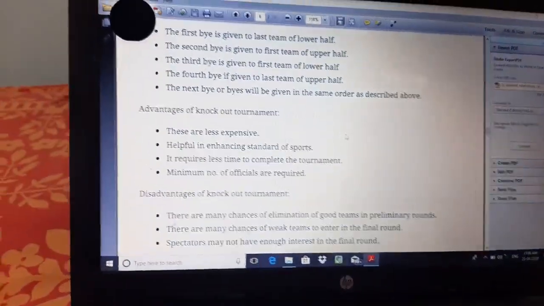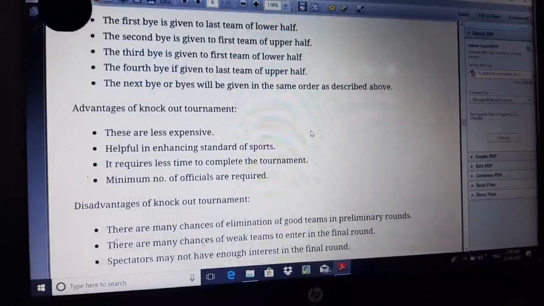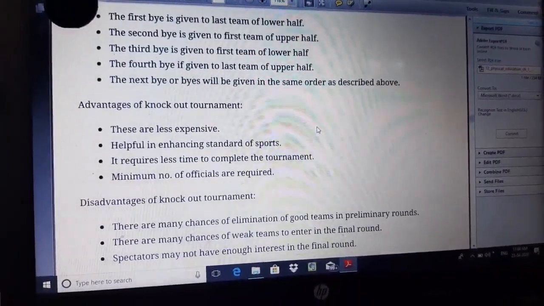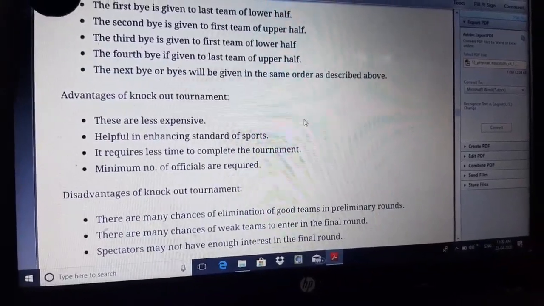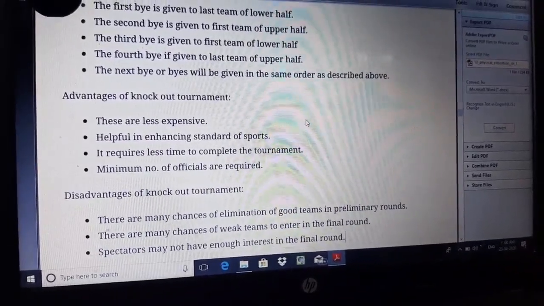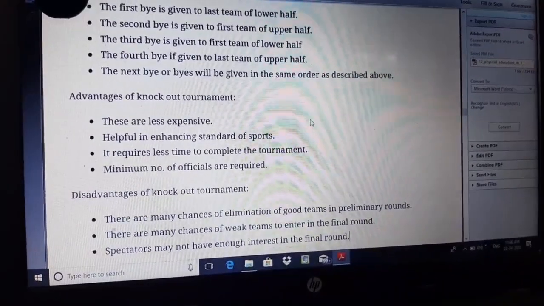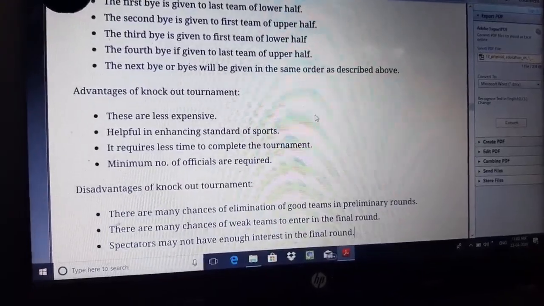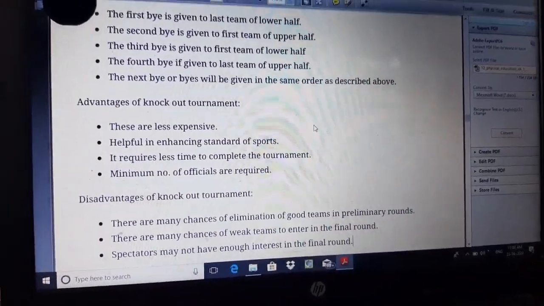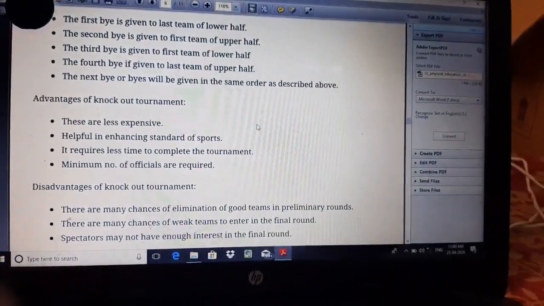Helpful in enhancing standard of sports, as quick judgments are there. It requires less time to complete the tournament. Again, when there are no league matches, the teams are not going to stay back. Lose and go home, so it takes less time. Minimum number of officials are required. If the duration of time is less, obviously the officials will also be less.